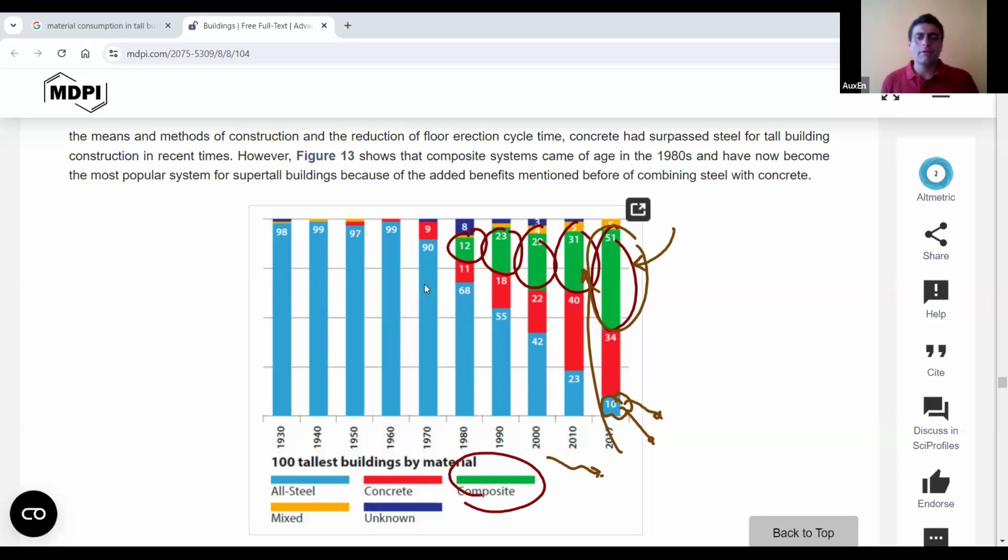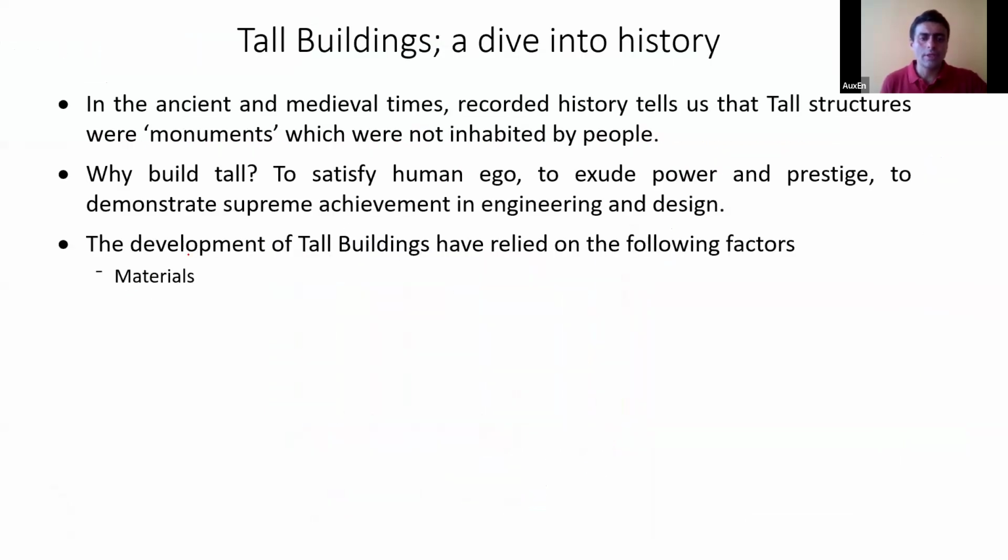So the development of tall buildings, if you look in terms of material, I hope it's making sense how things developed over the past 100 years, how the choice was initially structural steel, and then later on that choice shifted to concrete more and more, and now composites. Clear?